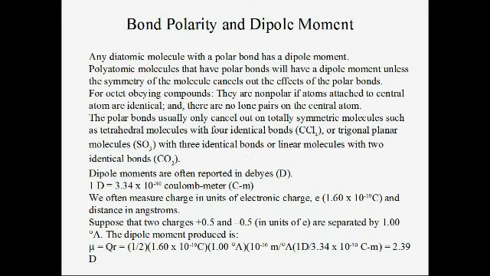So if we have a diatomic molecule with a polar bond, it's going to be a polar molecule. There's no way that the molecule can balance off the charges to make it into a nonpolar molecule. But when we have bigger molecules, we can have polar bonds and occasionally a nonpolar molecule because the symmetry of the molecule will cancel out the effects of the polar bonds.